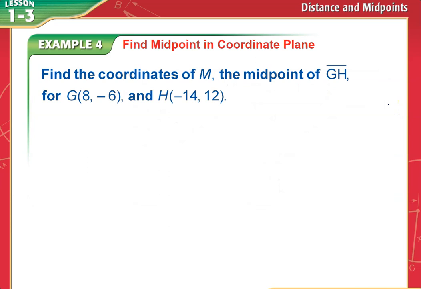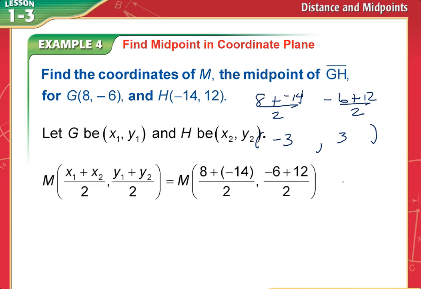So we're going to find the midpoint of (8, -6) and (-14, 12). Well, let's put the x's together. 8 plus -14 divided by 2, and that's my x. And then we're going to take the y, -6 plus 12 divided by 2. And we get an ordered pair. 8 plus -14 is -6, and -6 divided by 2 is -3. And then -6 plus 12 is 6, and 6 divided by 2 is 3. So my midpoint should be (-3, 3).